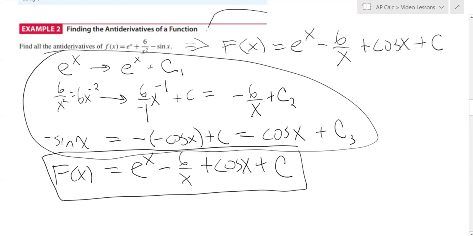Now, I put the double barred arrow here to just say that implies that capital F is that. You don't want to ever put little f equals the big F for its antiderivative.